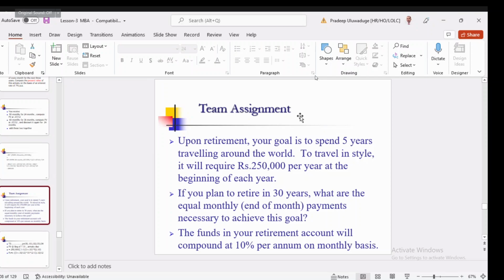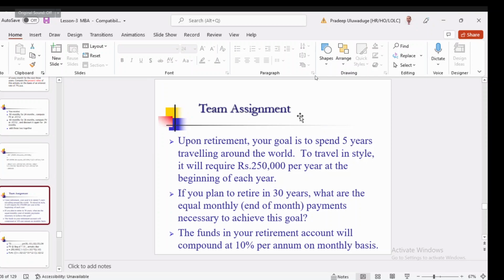That is the amount of money that you need to have in your bank account at the time of retirement. That is the value of 200,000 for 5 years, beginning of payment, annuity due. So you have to first find the amount of money that you require at the end of retirement. And that is your future value.